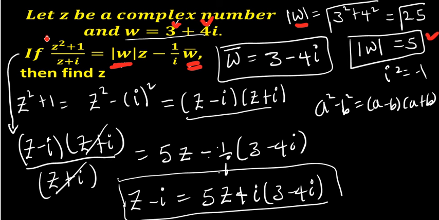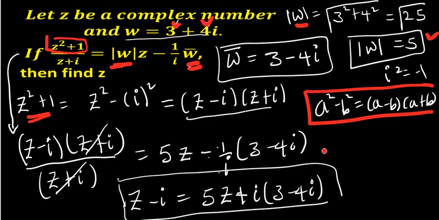Then we tried to factorize the numerator here. What do we do? z square plus 1 is the same as z square minus i square. Then z square minus i square can be factorized as z minus i and z plus i, according to the difference of squares. Therefore z minus i and z plus i over z plus i, we do have this one, and z plus i cancelled out and z minus i is left on the left side, and on the right side what do we have? 5z left, because the modulus of w is 5 times z. Here it is.